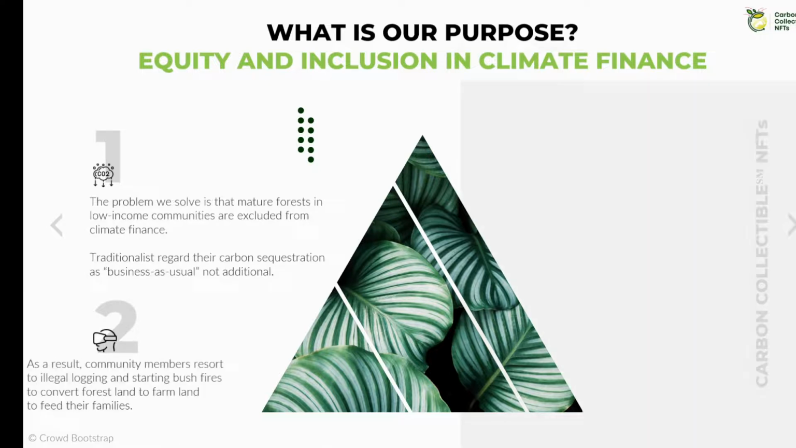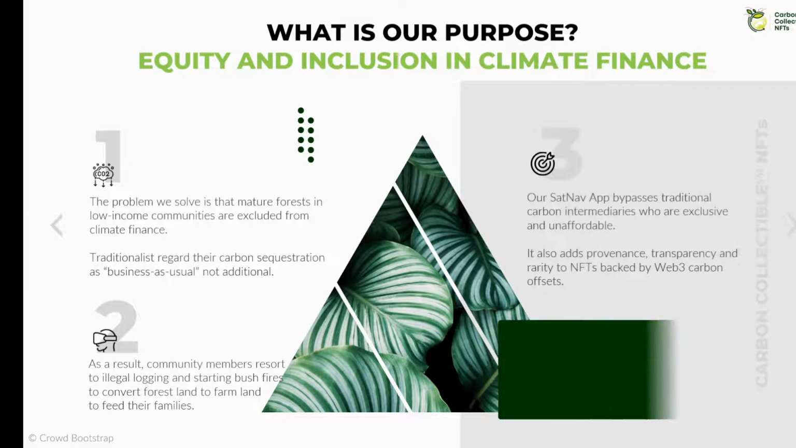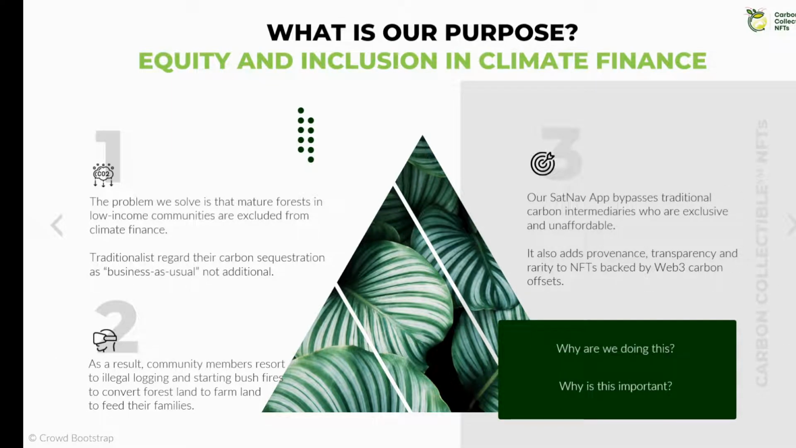The actual problem that we solve is that mature forests in low-income communities are excluded from climate finance. Traditionalists regard their carbon sequestration as business as usual and not additional. As a result, community members resort to illegal logging and starting bushfires on their own land in order to convert their forest land to farmland so they can feed their families.